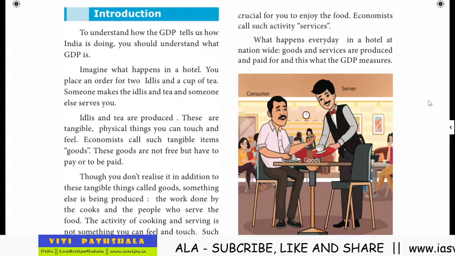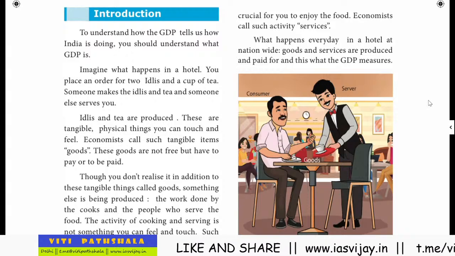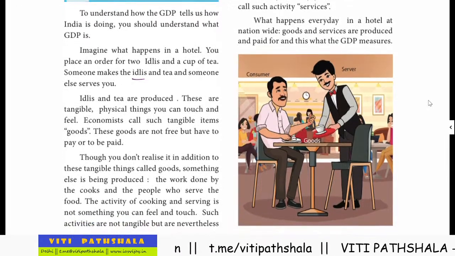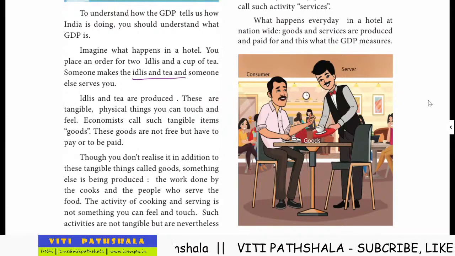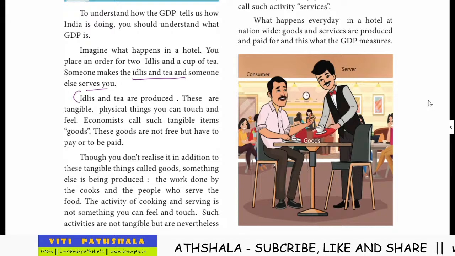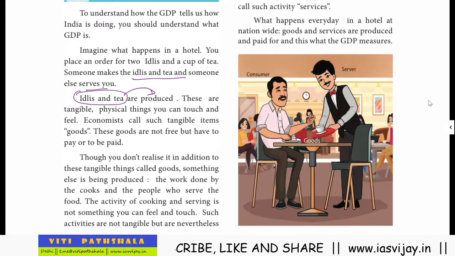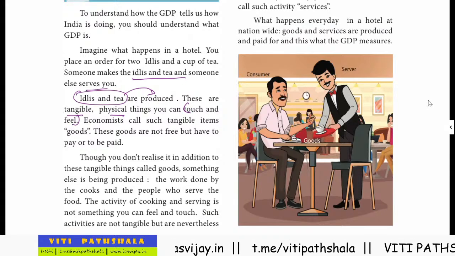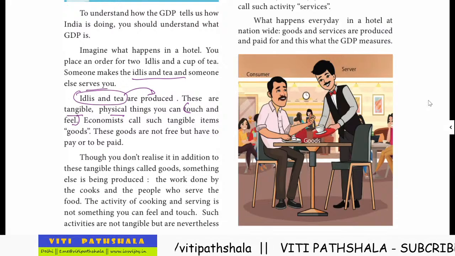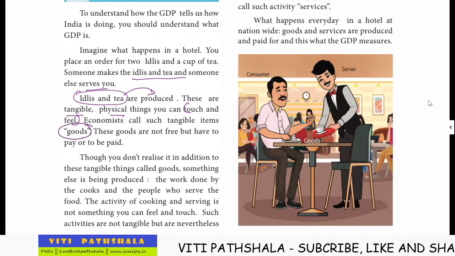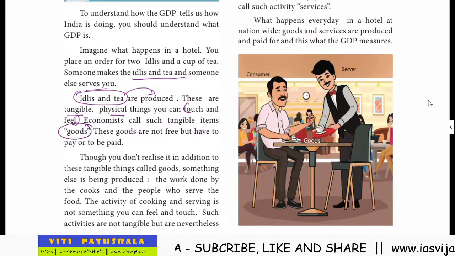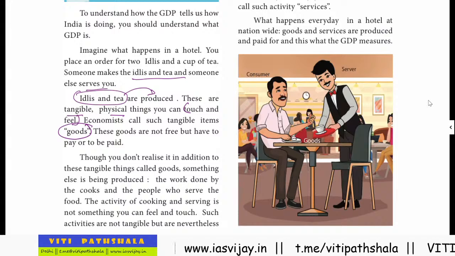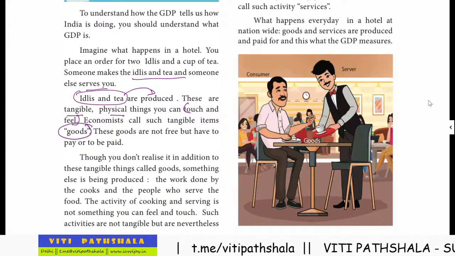You place an order for two idlis and a cup of tea. Now someone makes the idlis and the tea, and someone else serves you. Now idlis and tea are produced. These are tangible physical things you can touch and feel. Economics calls such tangible items goods. Now these goods are not free; they have to be paid for.